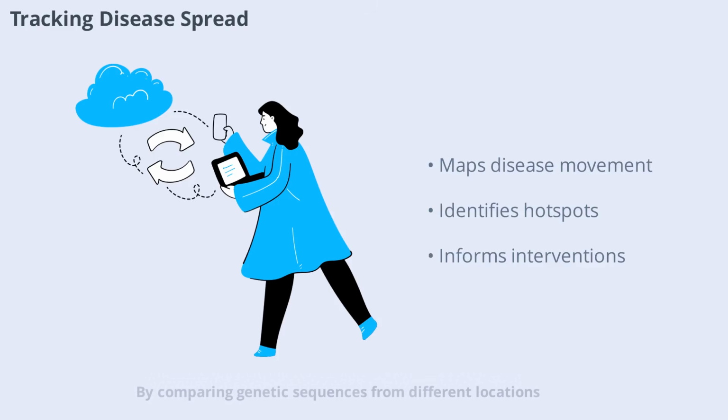By comparing genetic sequences from different locations, scientists can map how diseases move through populations. This helps identify hotspots, track international spread, and inform travel restrictions or other interventions. Genomics provides a detailed picture of disease dynamics that traditional methods can't match.